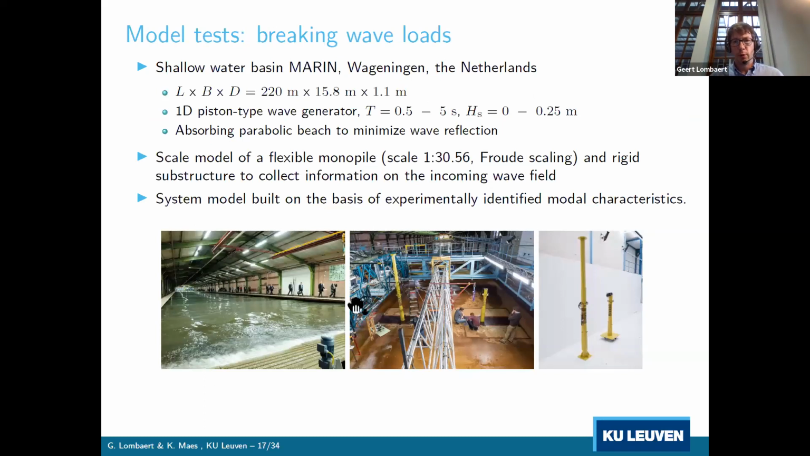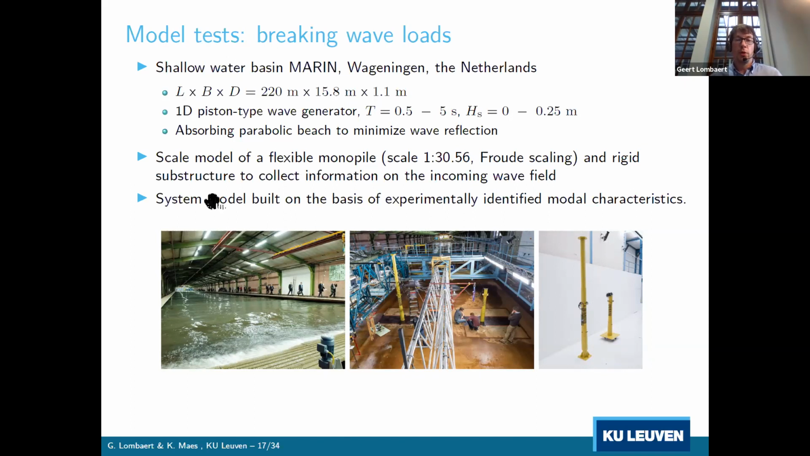The bottom figures give you an impression of the wave basin. It has quite a long length, width and height. There are wave generators, which can be used to generate the waves and also focus them such that they break in front of the wind turbine. We have the scale model of the flexible monopile, and then a rigid substructure next to it to collect information on the incoming wave field. Basically, our reference for the input estimation or the force identification comes from this second structure.